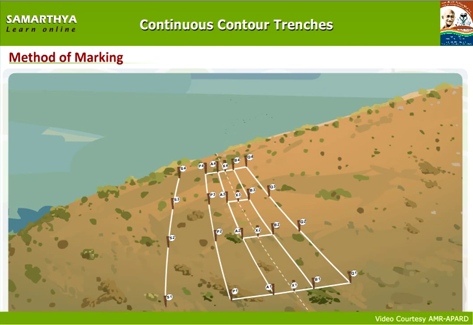Method of marking for earthen bunds. From S1, measure 0.9 meters and fix a wooden pole and mark it as T1. From S2, measure 0.9 meters and fix a wooden pole and mark it as T2.